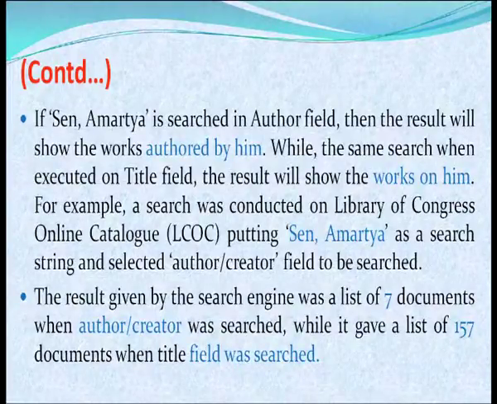If Sen Amartya is searched in the author field, then the result will show the works authored by him, while the same search executed in the title field will show the works on him. For example, a search was conducted on the Library of Congress Online Catalog, LCOC, putting Sen Amartya as the search string and selecting the author, creator field to be searched. The results given by the search engine were a list of 7 documents when author or creator was searched, while it gave a list of 157 documents when the title field was searched.